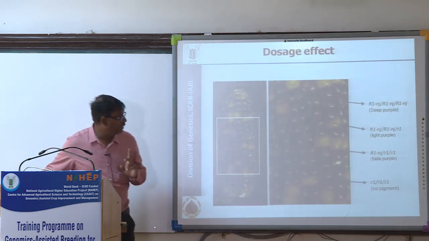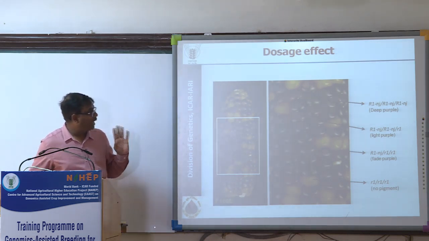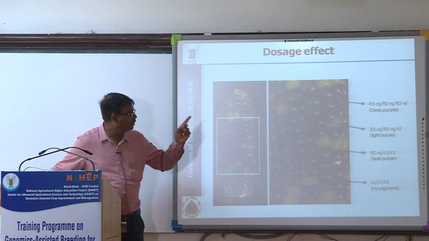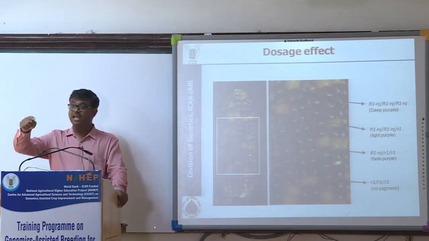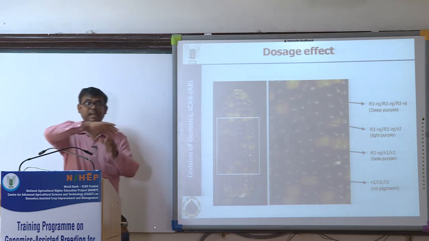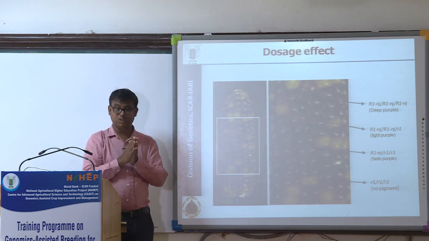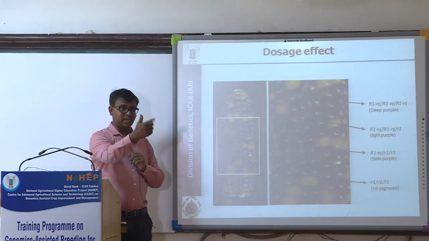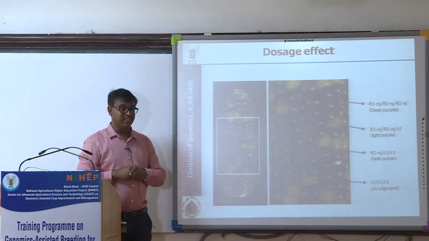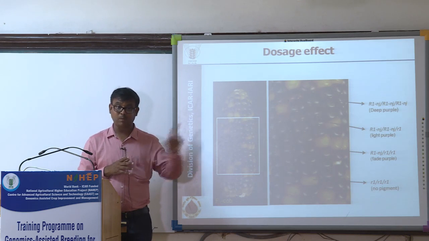Now, dosage effect is another important thing. Unfortunately, the color variation is not much. There is a gene called R1. R1 is for the red one. The earlier pericarp color gene P1 gives color only in the pericarp, not in the endosperm. This R1 gives anthocyanin. Somebody was asking about the colored maize. R is also one of the genes which gives colored maize. So, anthocyanin will be accumulated in the endosperm, not the pericarp.